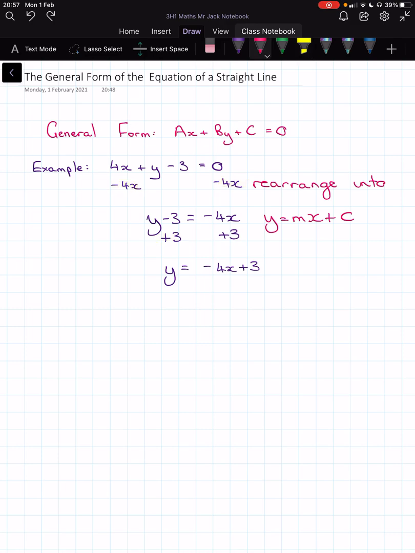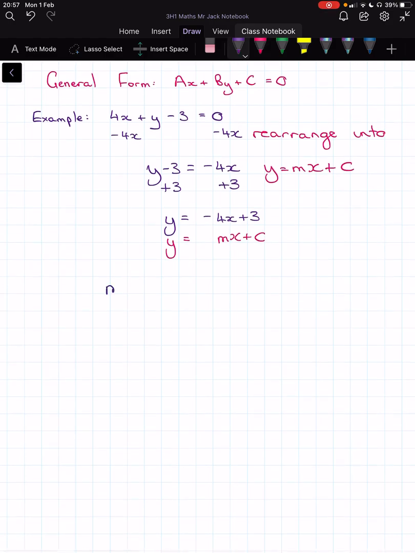I hope we can now see that that is actually in the form y equals mx plus c. So we should hopefully see that m now is equal to negative 4, and the y-intercept, which we know is c, the coordinates for that would be 0, 3. Now that final interpretation is stuff you've been doing lots of. That's not new. So the only bit that's new to this really is this rearranging step here. That's the new bit.